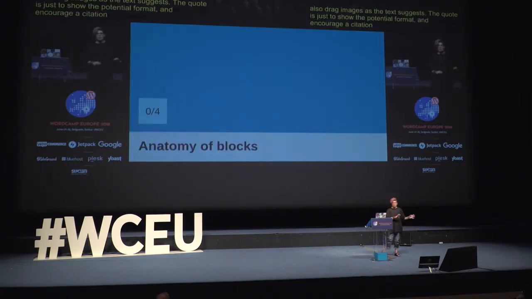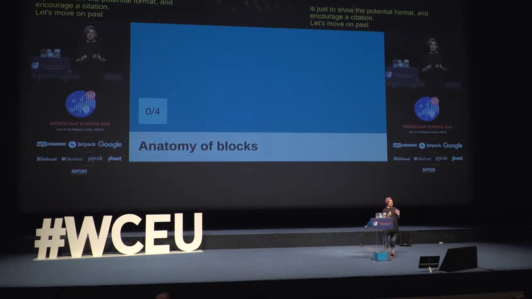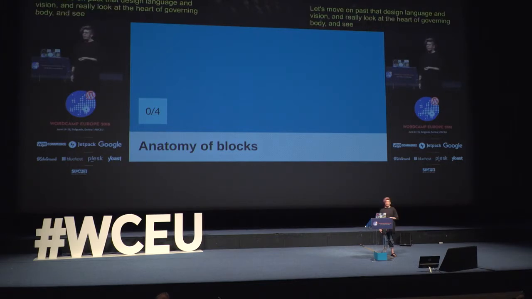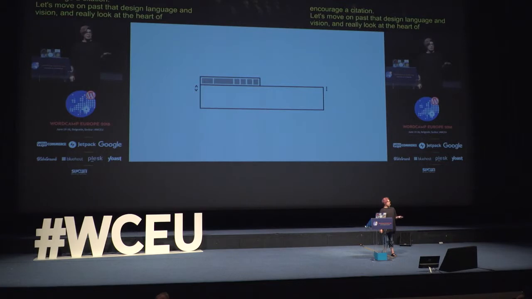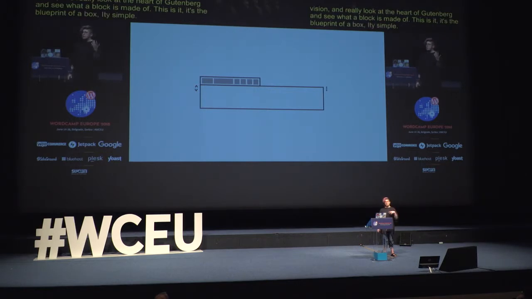Let's move on past that design language and vision and really look at the heart of Gutenberg and see what a block is made of. This is it. This is a blueprint of a block. It's pretty simple, right? A toolbar, a more menu, and some up and down arrows.